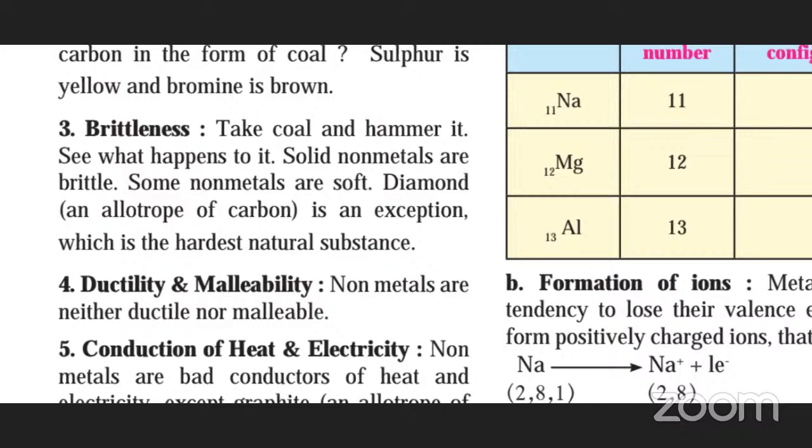Now talking about the softness, so some non-metals are also soft and also some non-metals are very hard. Okay, some non-metals are soft and also some non-metals are hard. The example of hard non-metal is the diamond. Diamond is a non-metal, it is an allotrope of carbon and it is the hardest natural substance. Diamond is the hardest natural substance.